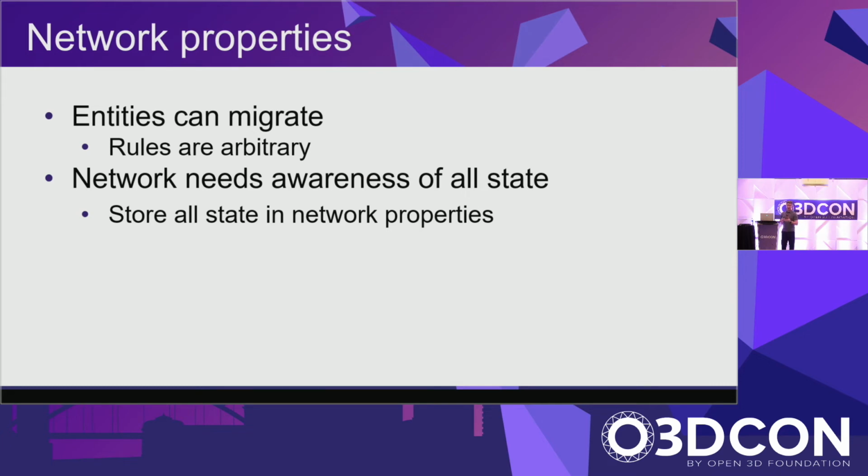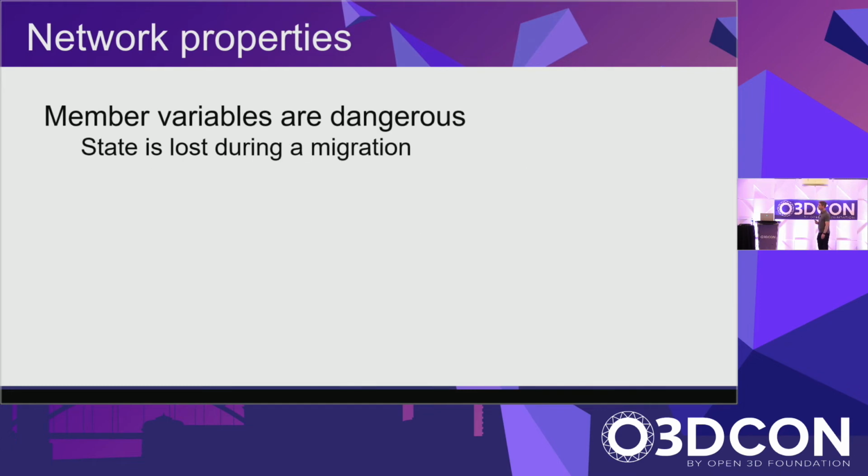So entities can migrate. The rules around that migration are quite arbitrary. They're not even implemented inside the engine itself. They're up to the implementer of the large world functionality. And because those rules are arbitrary, our network needs persistent and consistent awareness of all the state of the network relevant simulation at all times. What that comes down to is the fact that just raw member variables on things are actually quite dangerous. If you store state in a member variable and that entity migrates, the network has no idea it exists, so it's going to be lost.